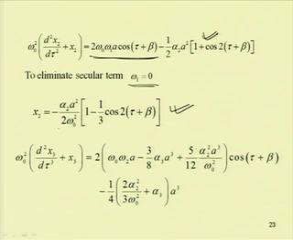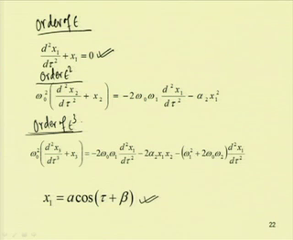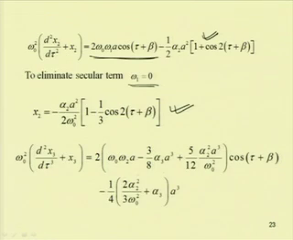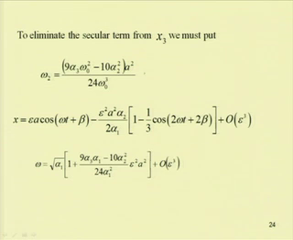So, substituting these x1 and x2 expressions in the previous equation, that is order of epsilon cubed, to eliminate the secular term. So, this term is the secular term. We have seen last class that this is the secular term. Now, by eliminating the secular term we get the frequency relation. So, from this we obtain omega 2 equal to this.